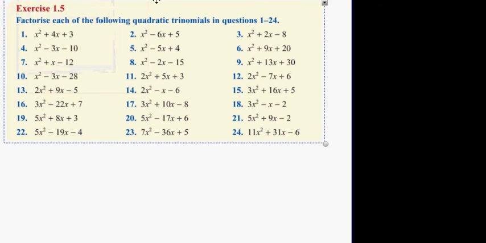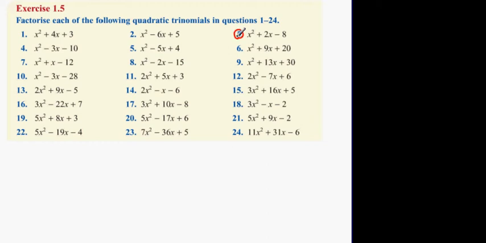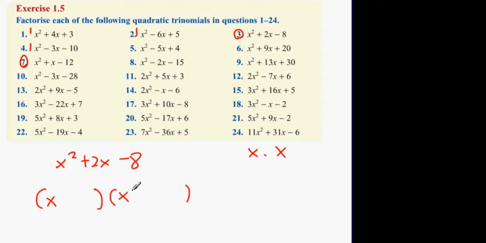Okay guys, now what we're going to do here is question 3 and then finally question 7, okay? Now in question 3 it's x squared plus 2x minus 8. Now what two letters multiplied by each other give you x squared? X and x. That's why when I do these ones that are 1x squared, I can guarantee that it's x in one bracket and x in the other bracket. That always has to happen, okay?